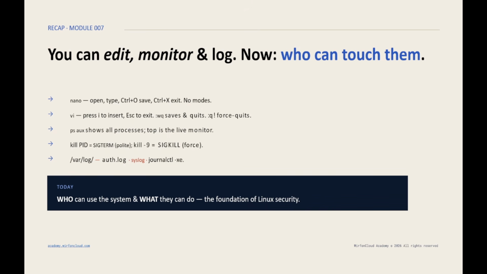A quick recap from Module 7 before we dive in. 5 things you should already own from the last module. 1. Nano with a file name as an argument opens a new file or an existing file. Type and edit, and then use Ctrl+O to save. Use Ctrl+X to exit. No modes.